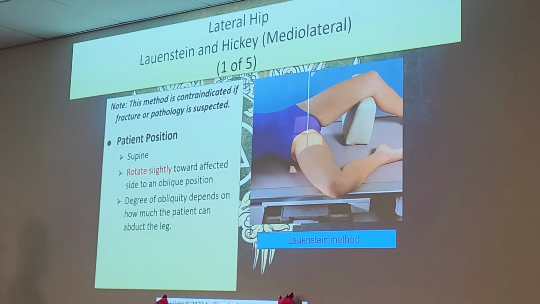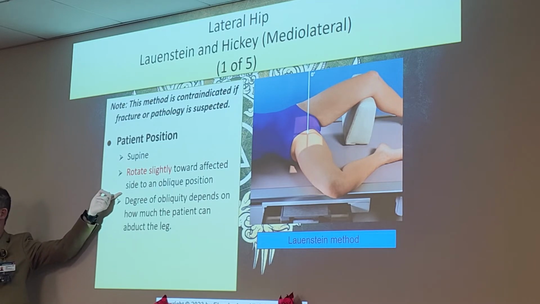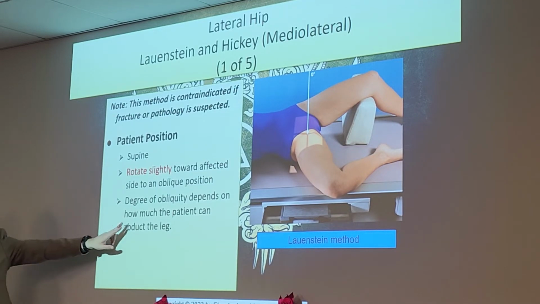Patient will still be supine. We're going to rotate very slightly. This is a little bit different here, by the way, guys, different from the frog leg. Remember the frog leg, we wanted them flat and supine. For the lateral hip, we do want to rotate them slightly to the affected side and put it into a more lateral position. That's going to depend on how much you can abduct the leg.